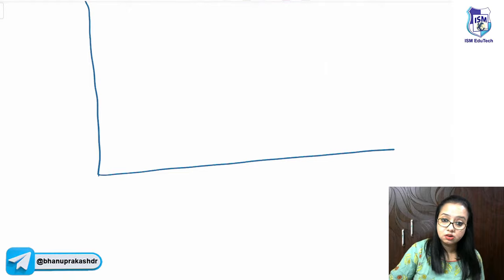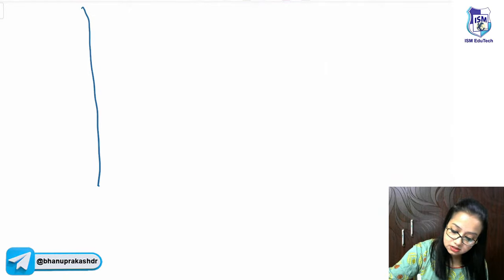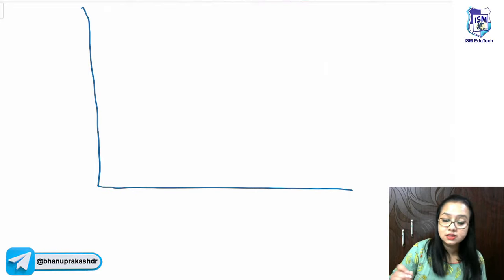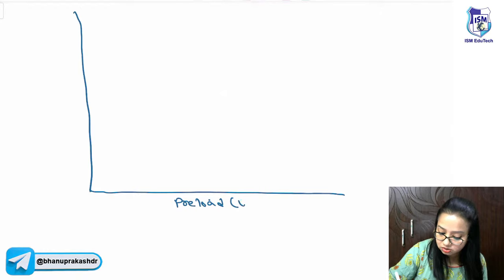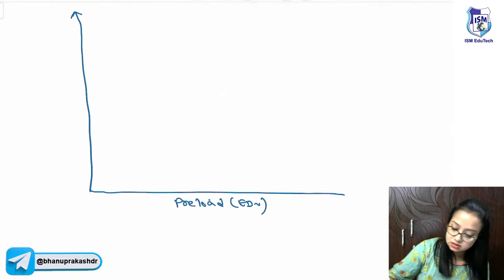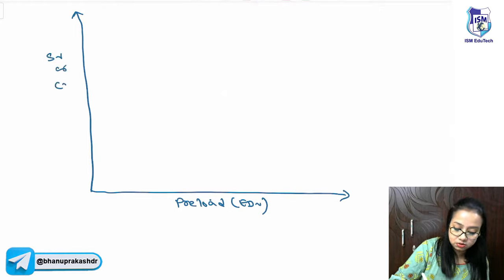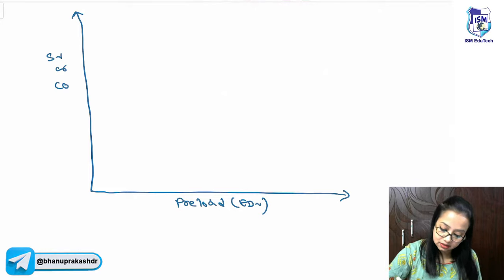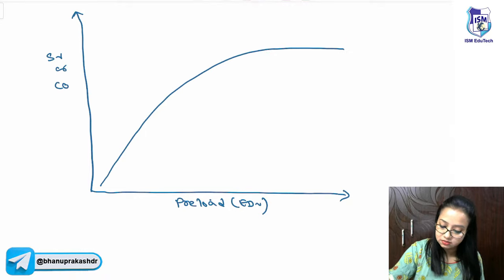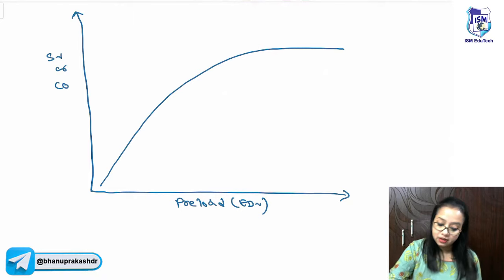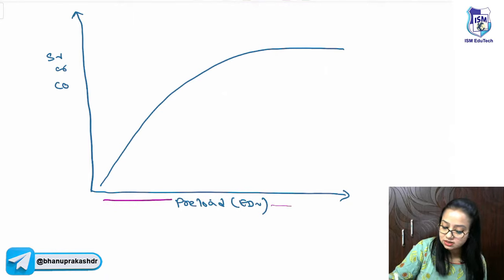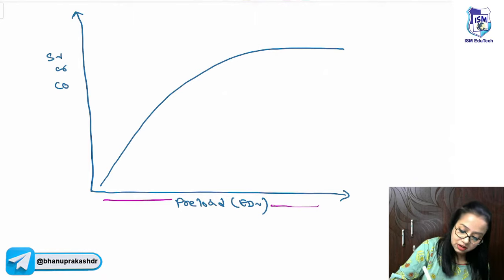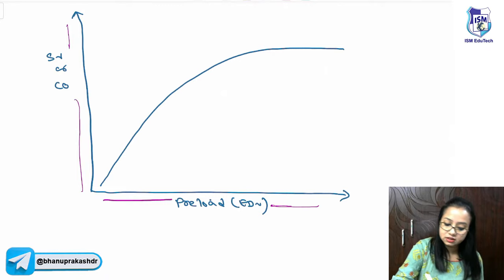On our x-axis we have the preload, which is also the end diastolic volume, and on the y-axis we have the stroke volume or cardiac output, because both of them mean the same. The Frank-Starling curve shows that within physiological limit, as the preload is increasing, there is more blood being pumped by the ventricles. This is what the law states.